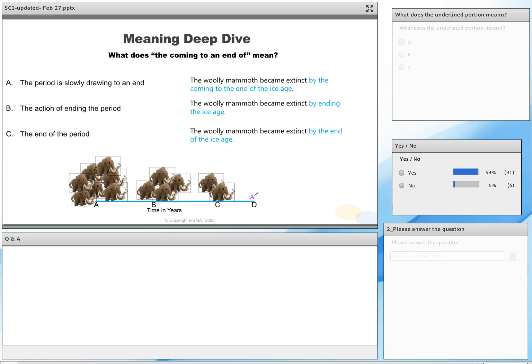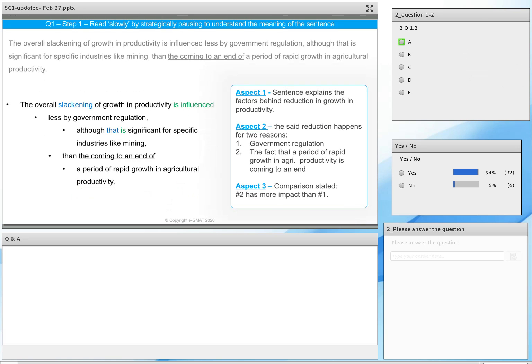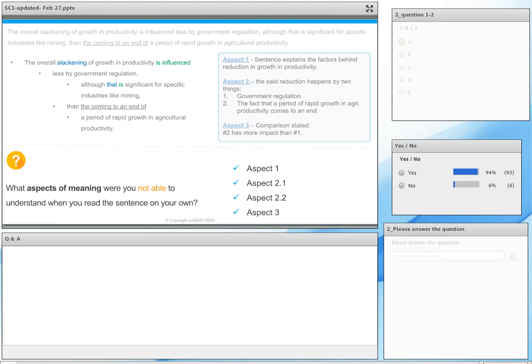Now, I am going to, let me find my poll here. So I am going to ask you guys, now that we've done this meaning, think of this meaning and these aspects. Oops, no, don't get in the poll yet. I want you to think about this meaning of the underlined portion that we just discussed, the coming to an end, and what the author's intending to communicate. And I want you to think about these aspects that we've discussed, okay? Think about these two things.